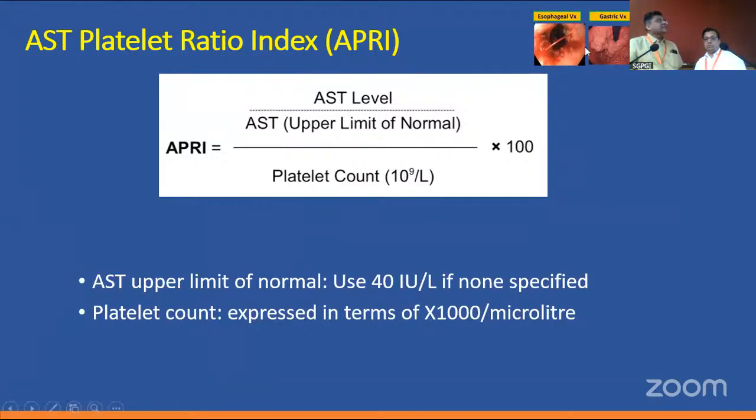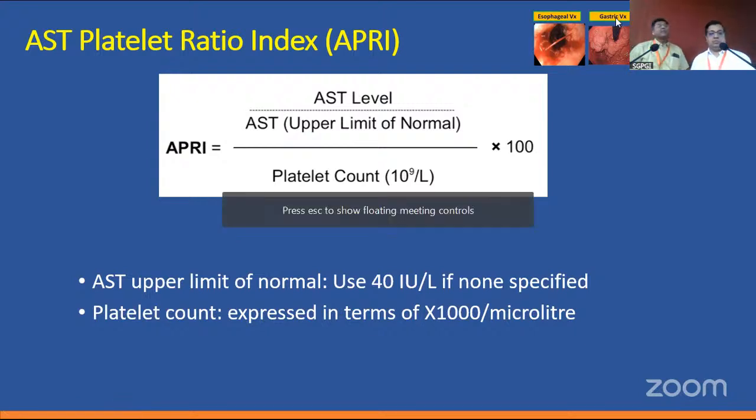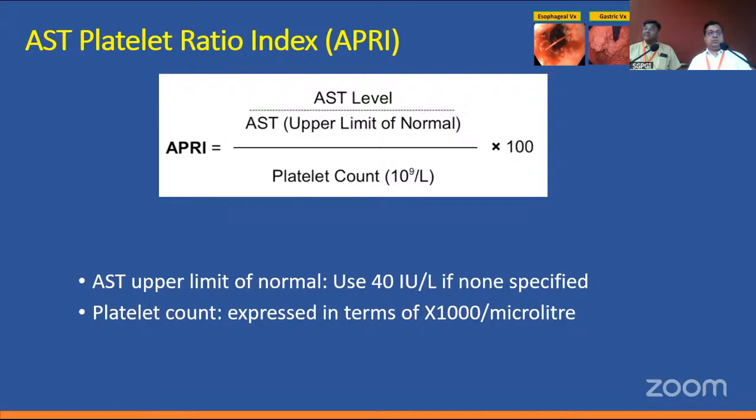This is how APRI is calculated. AST of the patient divided by the upper limit of normal for that lab. This is very important. So if your upper limit of normal is 120, you have to take 120. If it is 20, then 20. If you don't know, then take 40. Then divide by the platelet count.